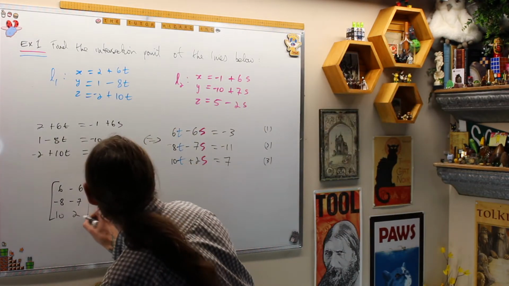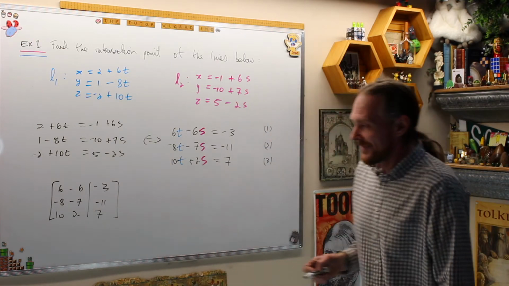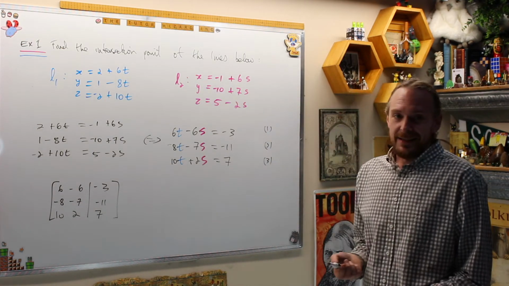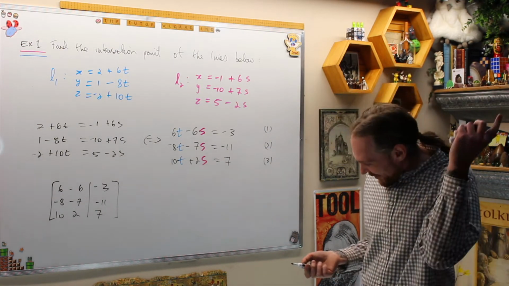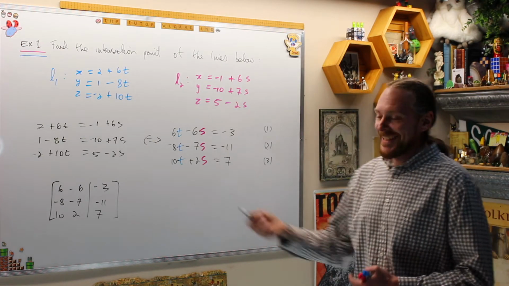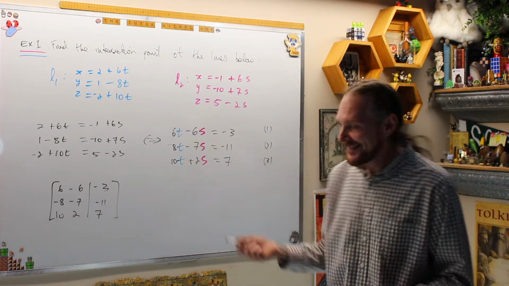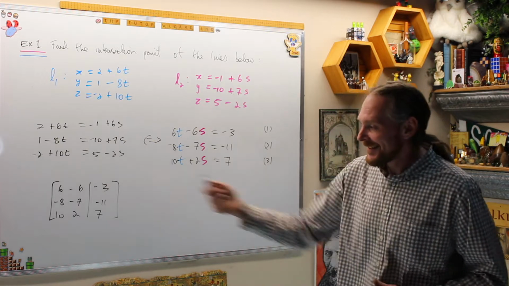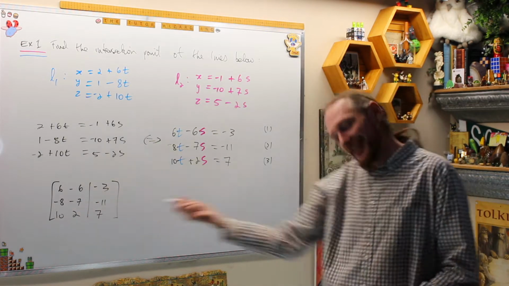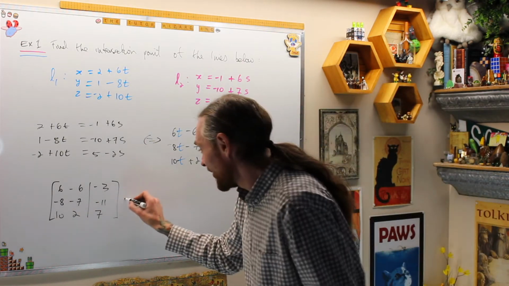10, 2, 7. What am I going to do with this? Regardless of what I'm thinking in the back of my brain, I need to Pavlovianly, not Freudianly, augment the matrix, row reduce, get a leading one, get zeros, get REF. So now what am I going to do?